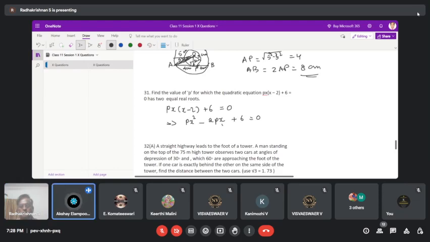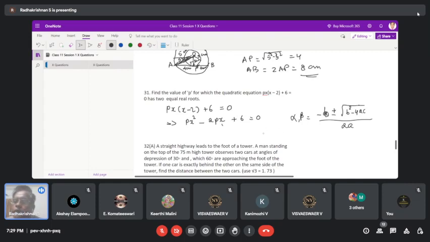When b squared minus 4ac equals 0, sir. Correct. When b square minus 4ac equals 0, then you will have the root x equal to minus b plus or minus root of b square minus 4ac, divided by 2a.